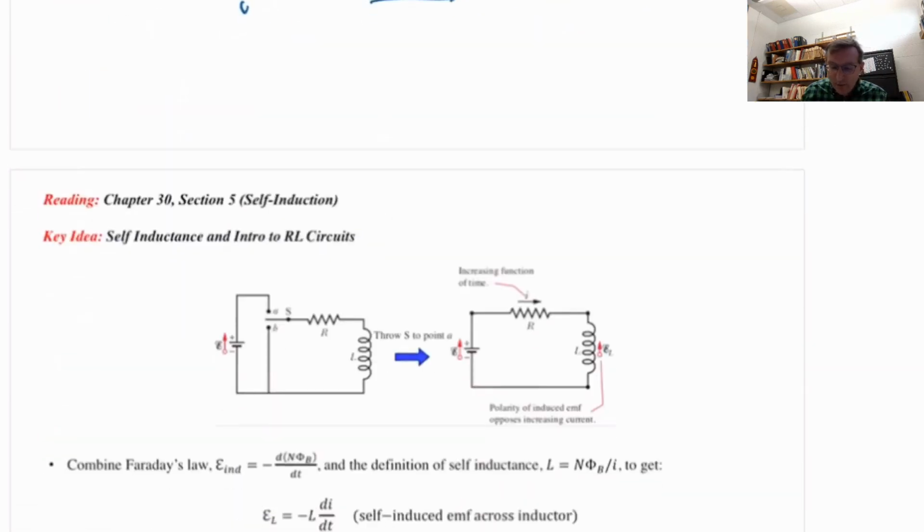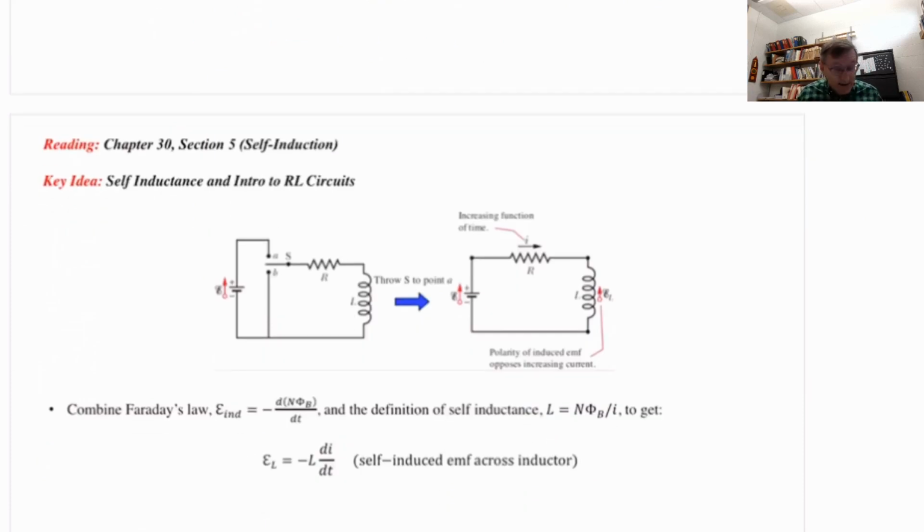Now, what does an inductor with inductance do when you put it in a circuit? That's what we really want to know, because there's definitely going to be inductance in a circuit. What happens to the behavior of the circuit when you have an inductor in it? Okay, so I want to now talk about what's called self-inductance, and an intro to also what's called an RL circuit.